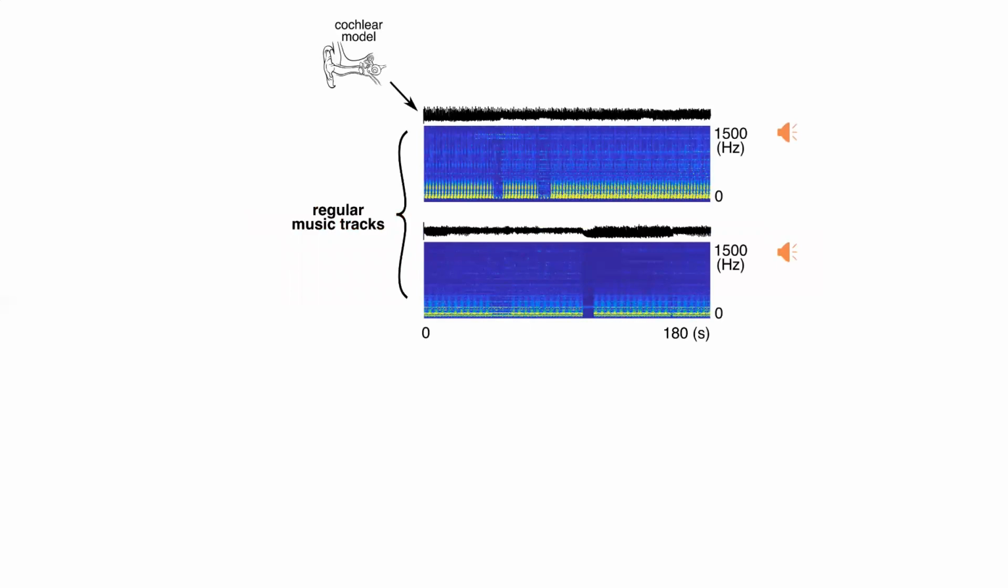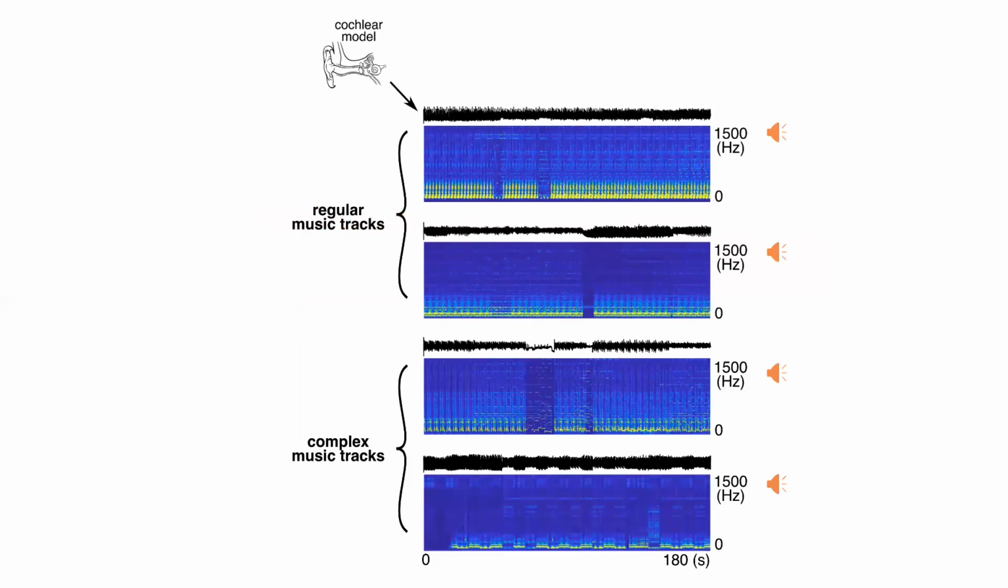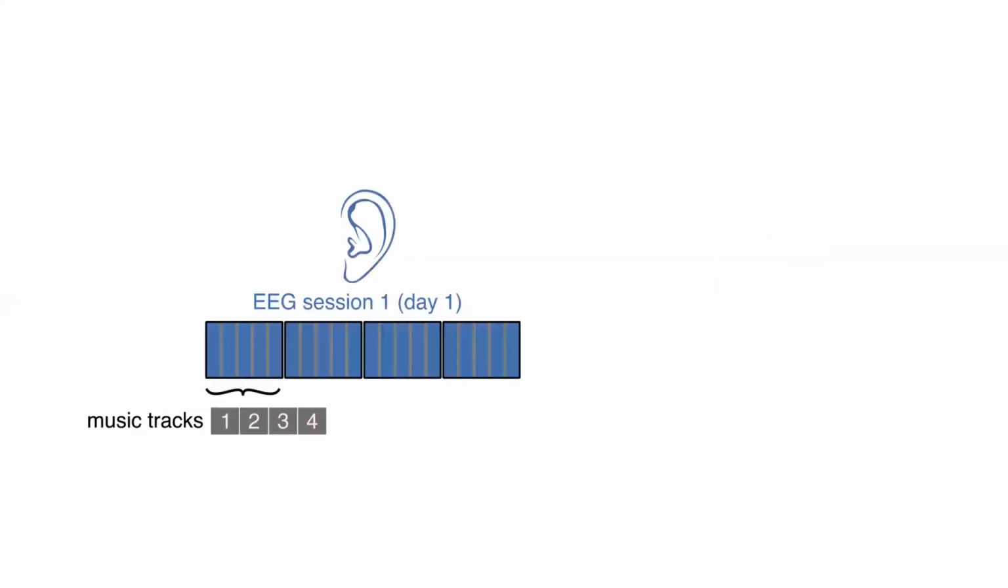And while these 2 tracks are spectrotemporally complex, they're actually quite regular 4-on-the-floor tracks. And we took 2 additional tracks that were rhythmically complex, with a lot of syncopation and cross rhythm going on. And we had participants listen to these 4 tracks without movement while we recorded their brain activity with EEG.